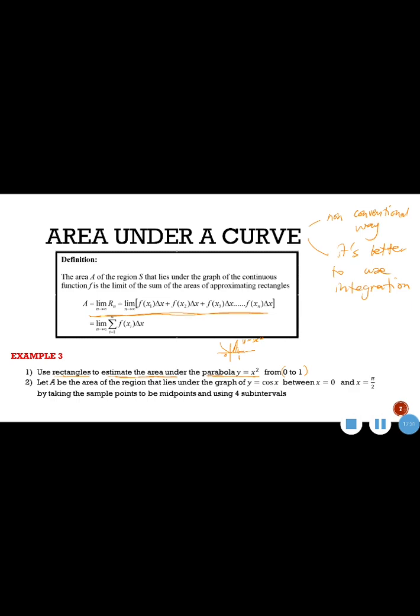Okay, let's look at the original question here. What we have to do is find the delta x. The delta x here is 1 over 4 for our particular question. And f(x), what is f(x)? f(x) is y equal to x square. So f(x) is x square.